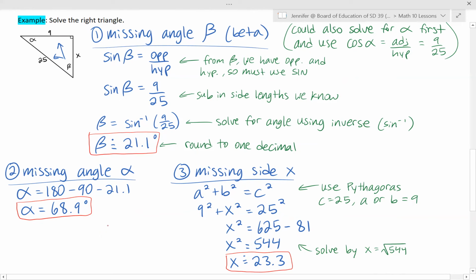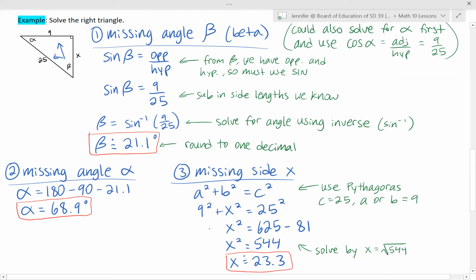And then lastly, to solve for the missing side x, we don't need to use a trig ratio because we have two of the side lengths. We can use our Pythagoras theorem. So we have the hypotenuse of c, and then we have one of the side lengths. It doesn't matter if we replace it with a and b. It does not matter at all.